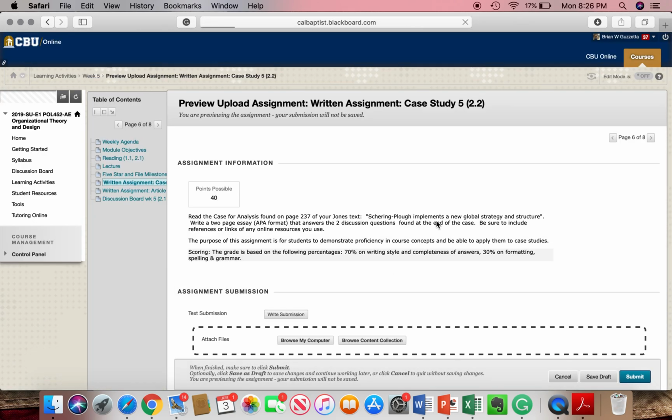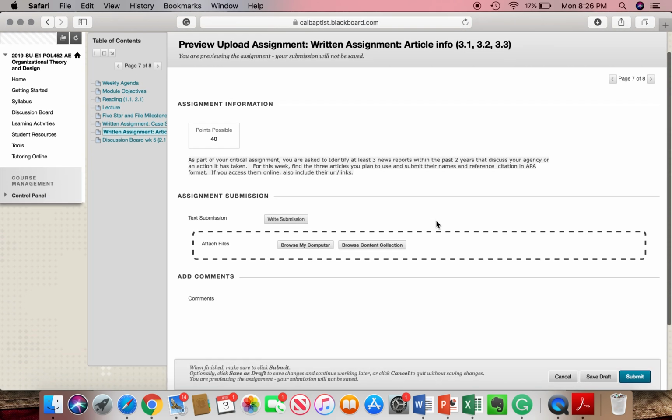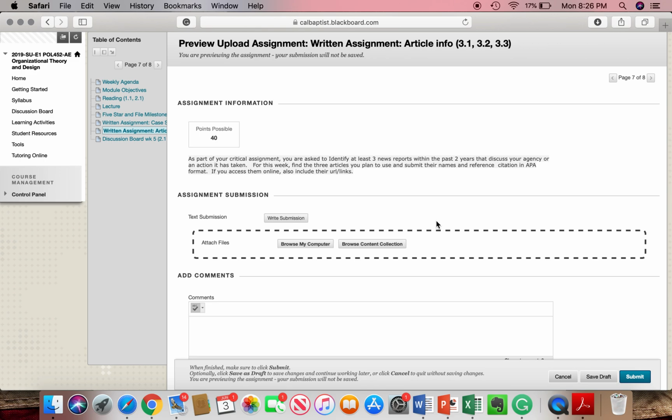Our next deliverable builds off of our critical assignment. So for our critical assignment, we remember that we were going to take our organization and we had to talk about how our organization had been in the media, been in the news as of recent. So what you were asked to identify was 3 news reports within the last 2 years that discuss your agency or the actions it has taken.